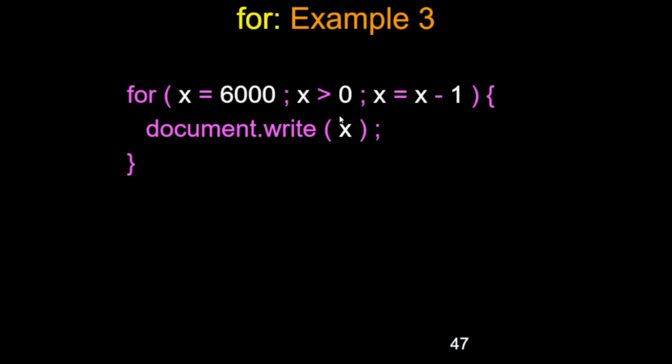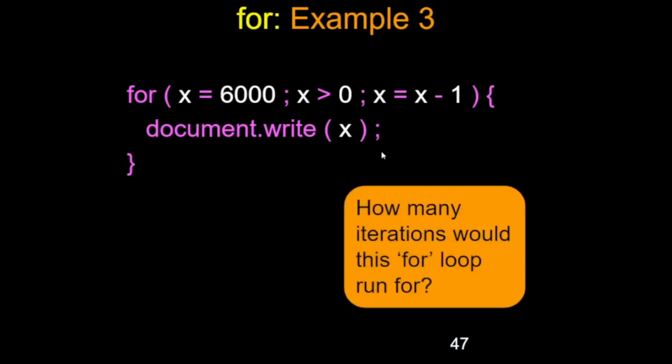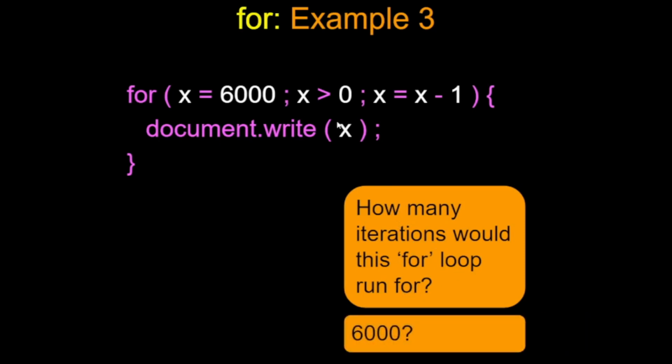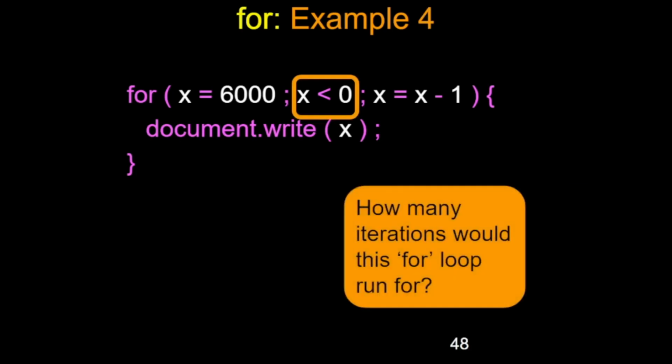So can you just answer this? How many iterations would this for loop run for? The answer is 6,000, I guess. 6,000. Okay, so this was the basic loop. See, how many iterations would this for loop run for? x is less than 6,000, x equals 6,000. Now this is example 4.